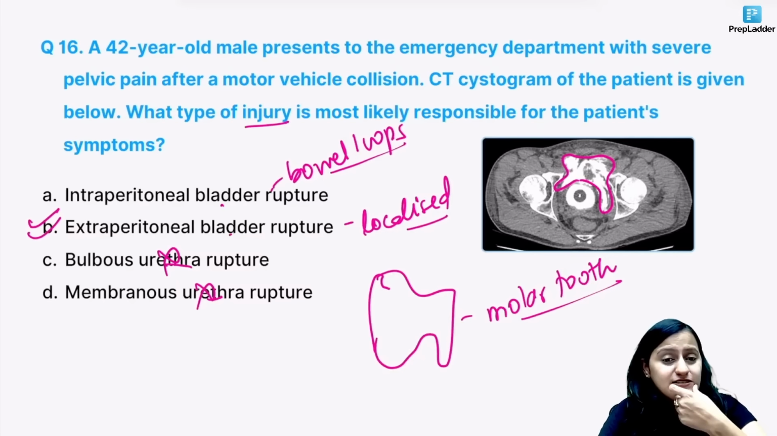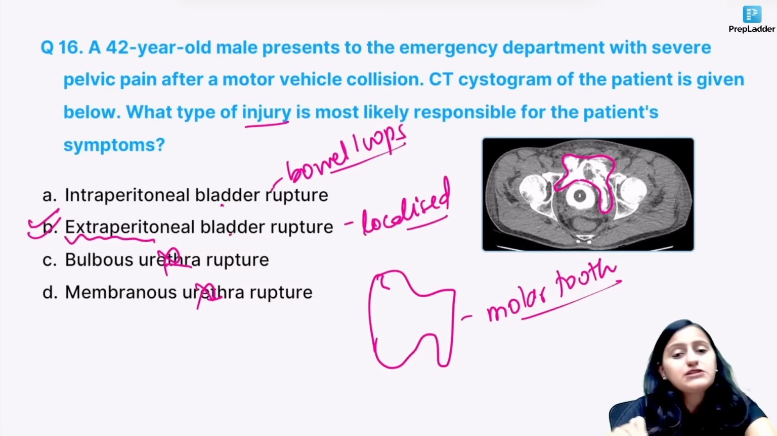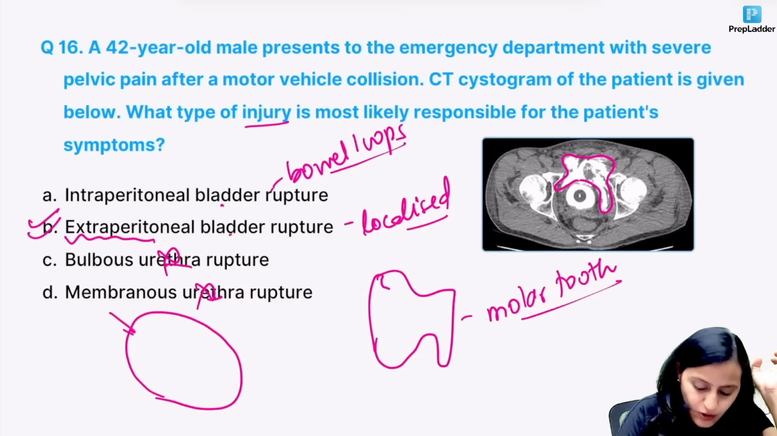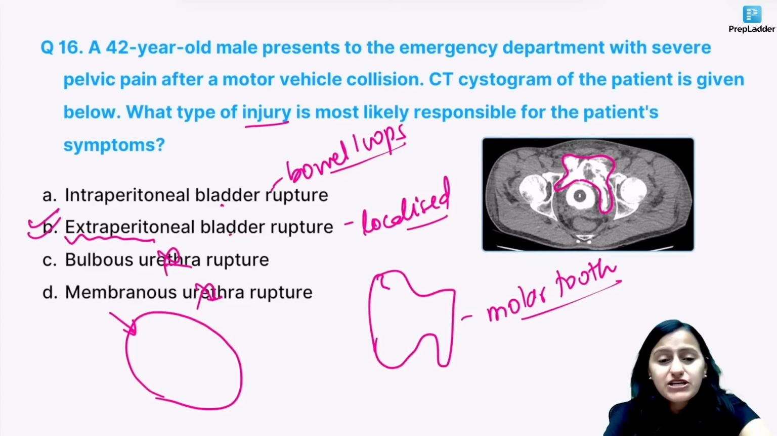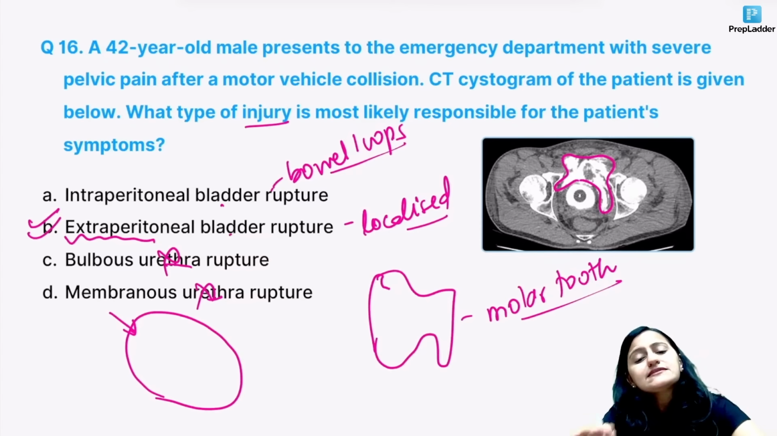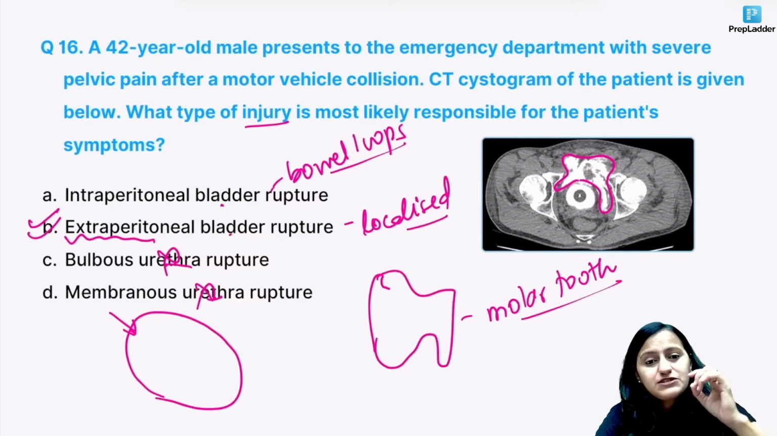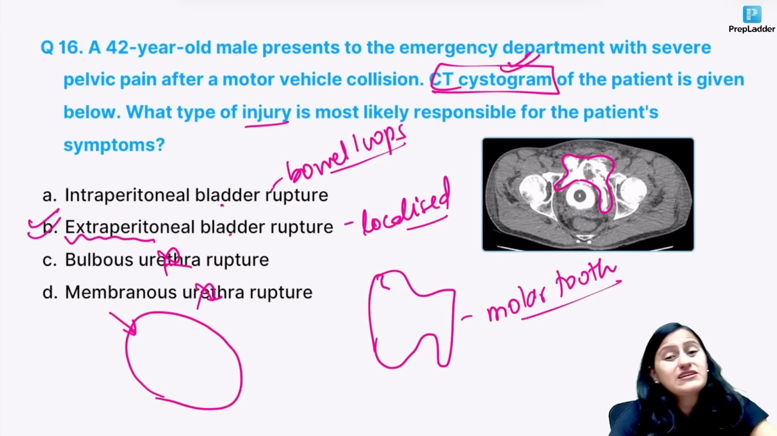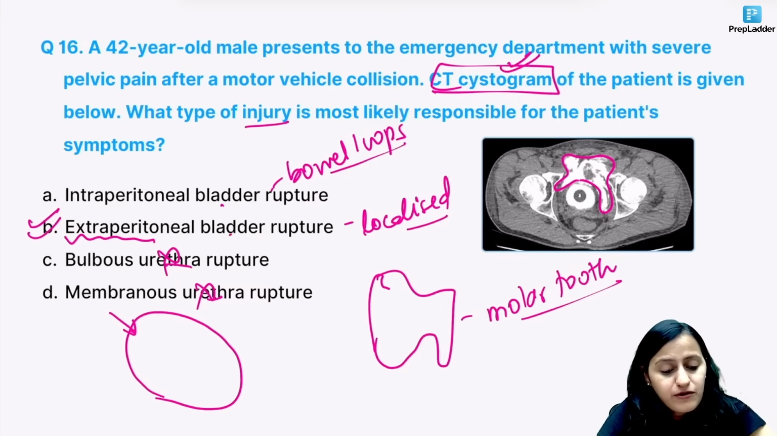Which bladder rupture is more common? The extraperitoneal. Intraperitoneal occurs when the bladder is distended and on the dome of the bladder there is injury. Then there is that intraperitoneal rupture which occurs. Okay, this is localized collection, molar tooth sign. This is going to be extraperitoneal bladder rupture. For bladder injury, CT cystogram is a good investigation for bladder rupture.